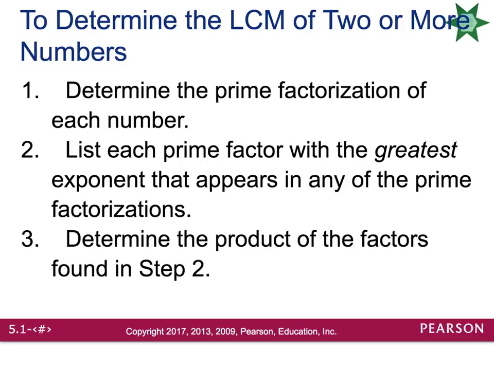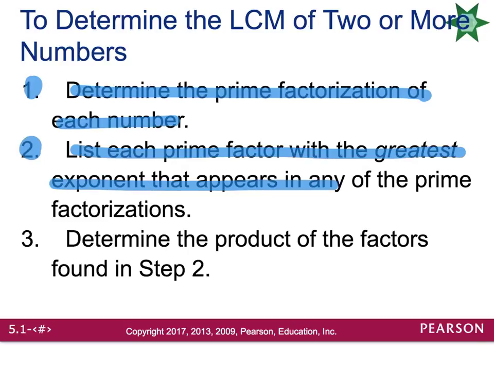Okay, so to determine this, we again start by determining the prime factorization of each number. Okay, and we're going to list each prime factor with the greatest exponent that appears in any of the prime factorizations. So we're going to use all factors that appear. But if we have them in both, we use the one with the greatest exponent. And then we find the product of the factors found in step 2.